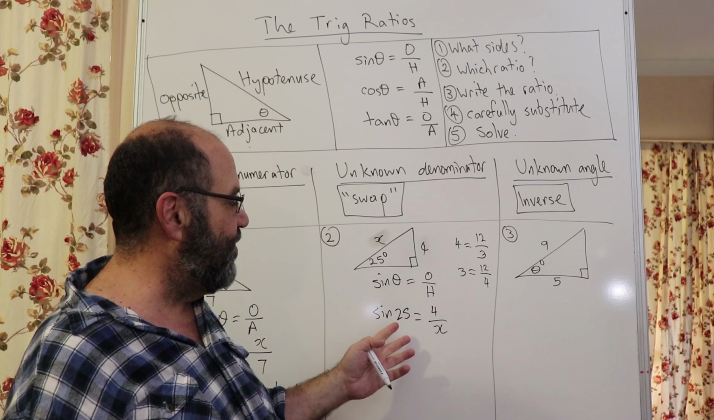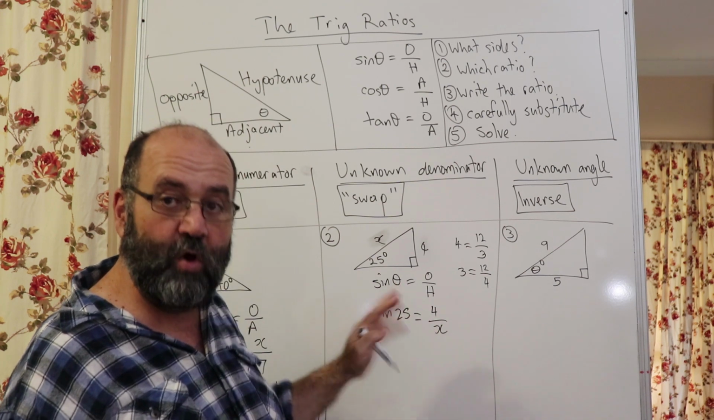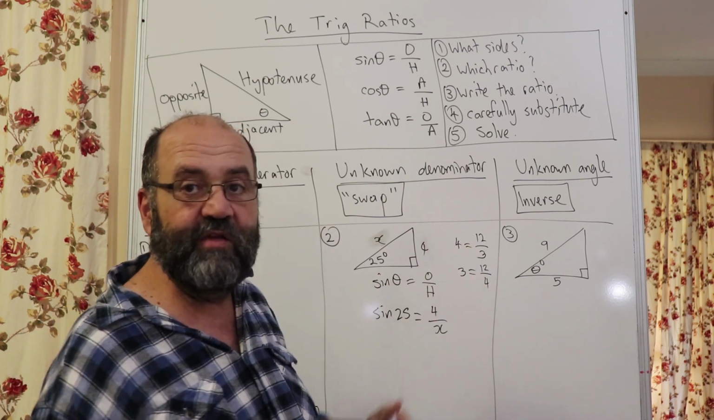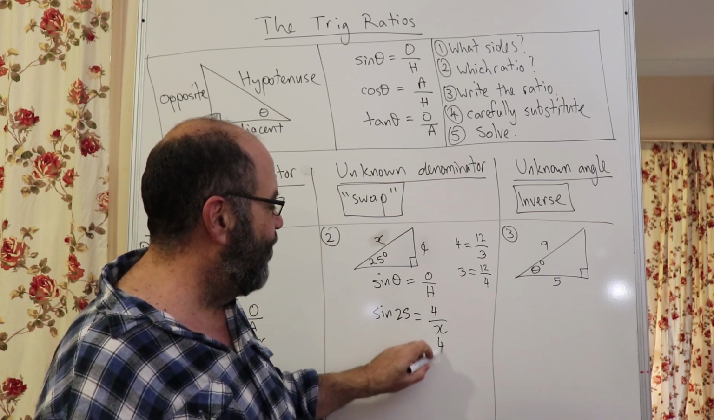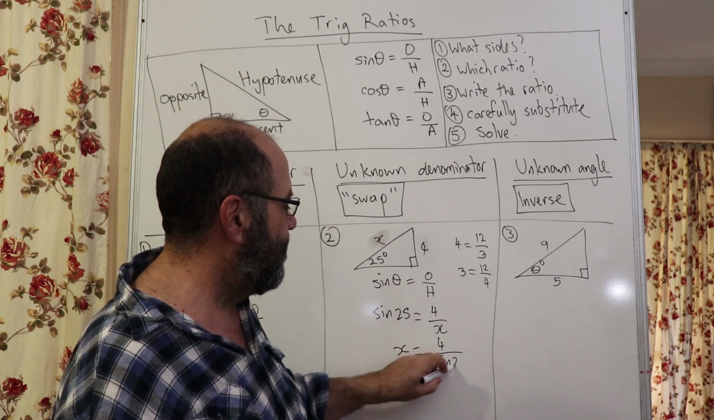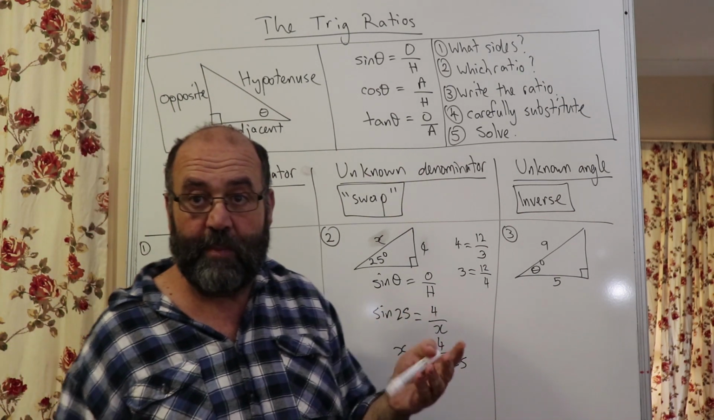So this is exactly what I'm going to do here. Sine 25 is 4 over x. Well, I'm just going to swap the denominator and the left-hand side, just like I swapped the denominator and the left-hand side here, okay? So x is 4 divided by sine 25. Okay, so you see when we've got an unknown denominator, our solution involves a swap, okay?